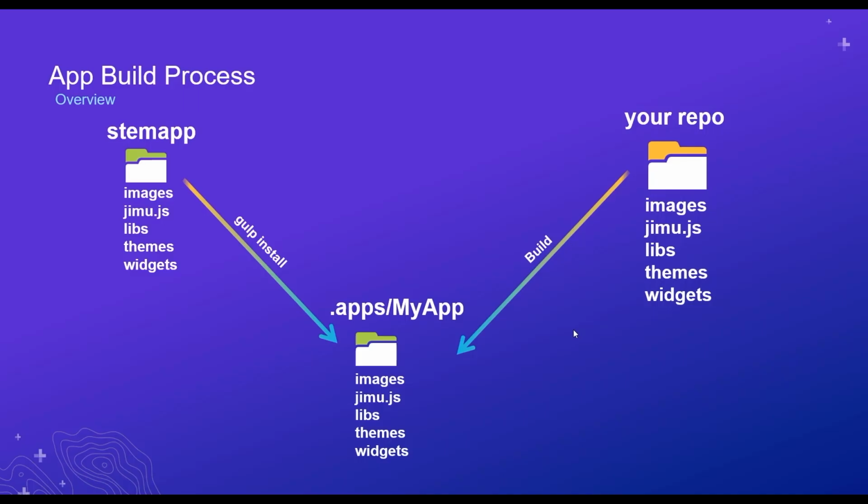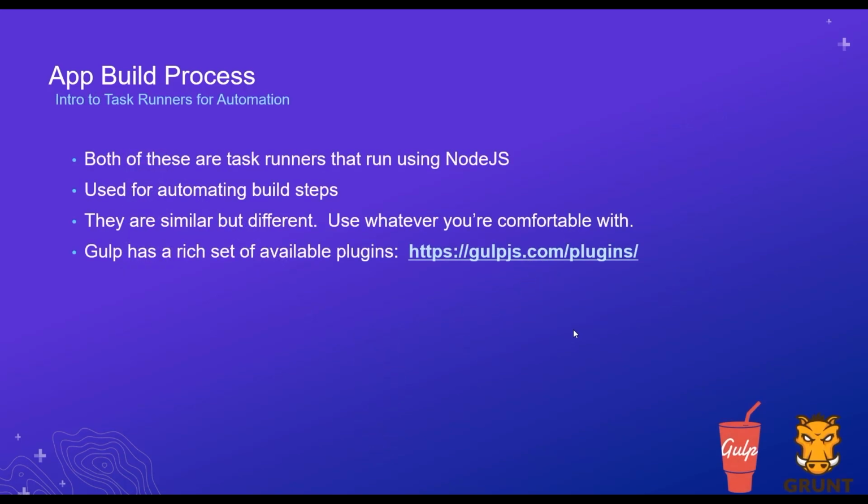Now that we've talked about the process that we go through to build our applications, let's talk briefly about the tools that allow that to happen automatically. We're using Gulp for this project. Other people we know use Grunt. It's also a very popular one. Both of them are task runners that run using Node.js, and they're similar but different, and we went with Gulp because it was what we were most comfortable with. You should decide and choose whichever one you're most comfortable with.